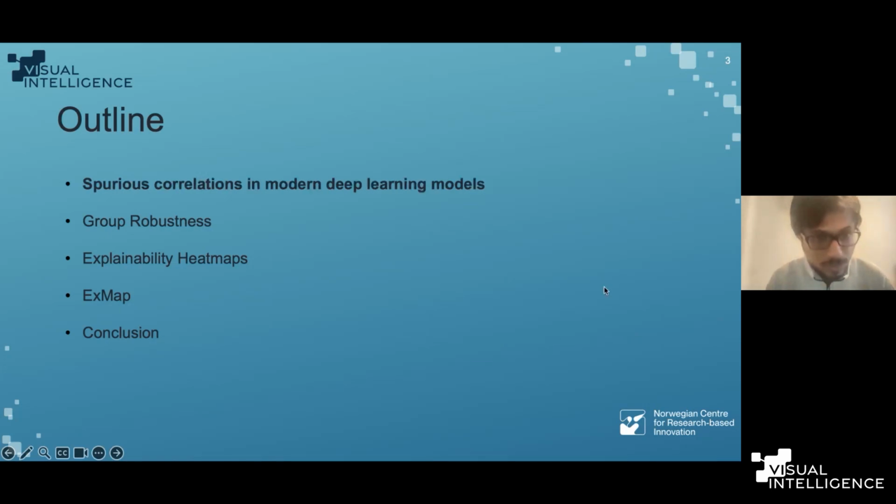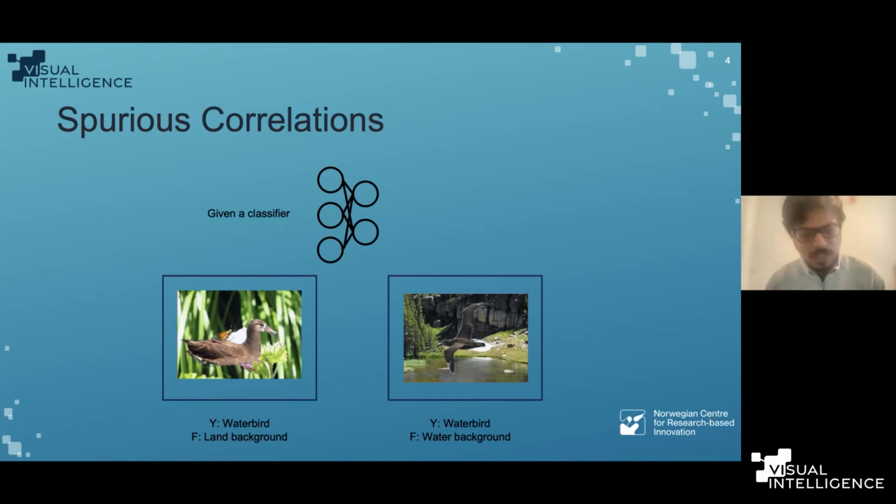So let's begin with spurious correlations. Let's start at the very, very simple setting. We assume we are given a pre-trained classifier. And let's say this classifier was pre-trained on ImageNet, so an ImageNet pre-trained ResNet 18. We assume we are given that classifier, and we assume that we are given some training data. Now, what are spurious correlations?